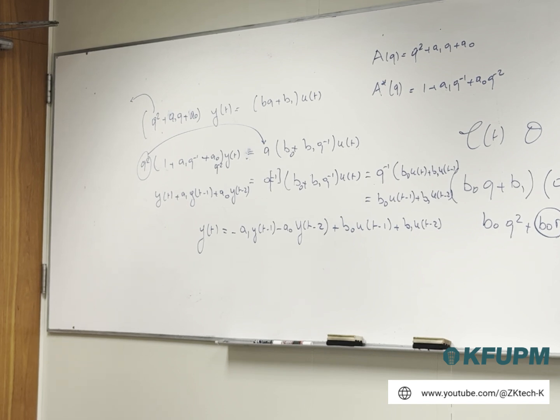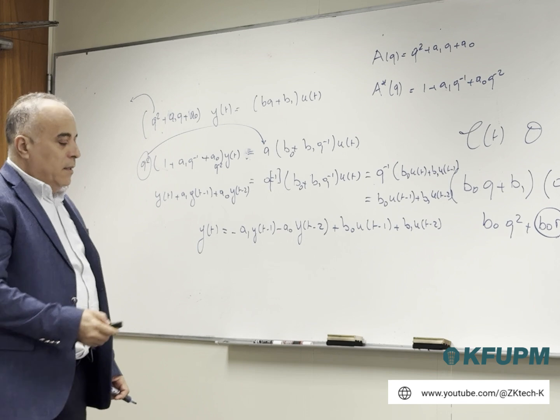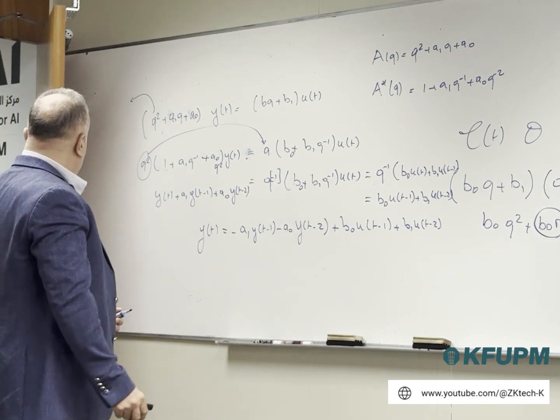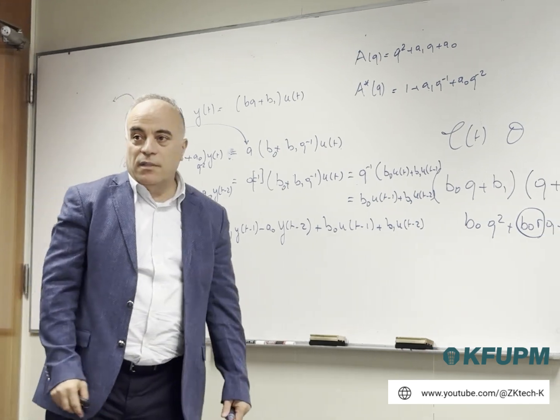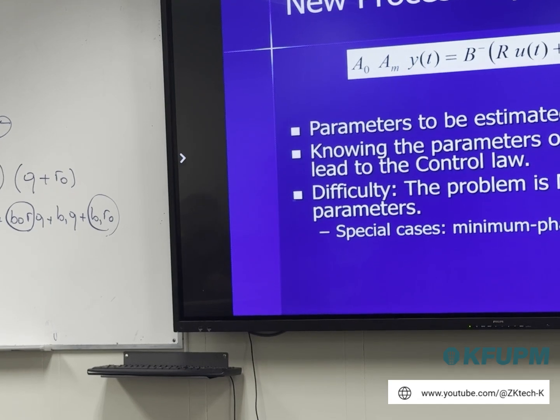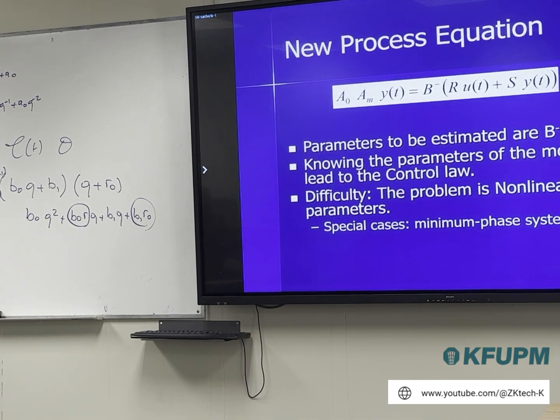So we continue then our development. We say that our estimates are b minus, r and s. This system is no longer linear in parameter, it's nonlinear in parameter. We would like to find the control law. This is our objective. And then we are going to look at special cases, minimum phase system and non-minimum phase system, because they are the simplest ones to cover. The difficult ones, we'll give them as homework as usual.